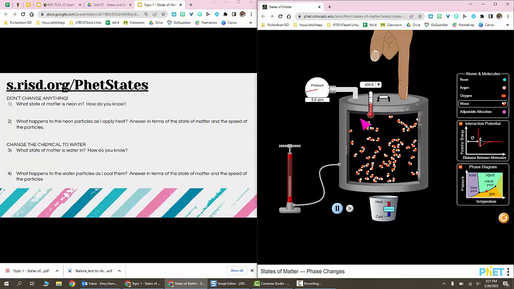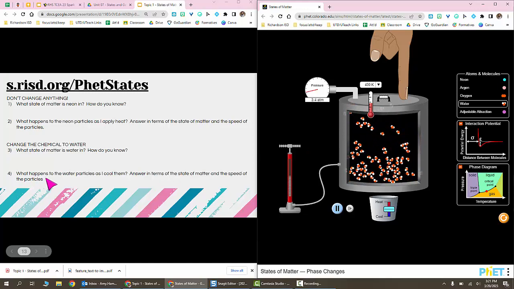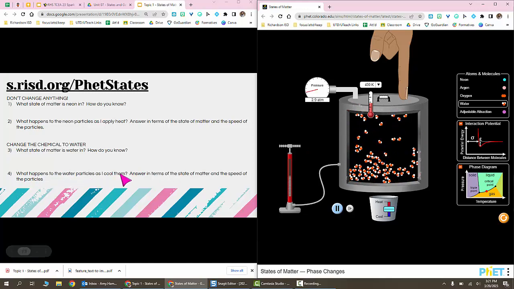Well, because the water particles are flying freely through this container, that would be a gas. We know that, again, because the particles are moving in straight line motions in all directions, taking up the full volume of the container. Question 4 says, what happens to the water particles as I cool them?